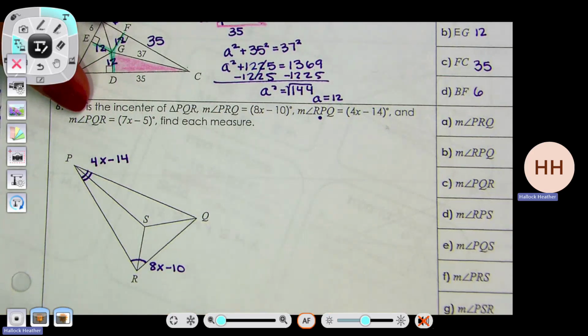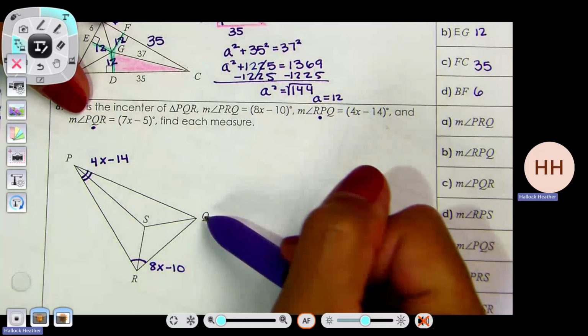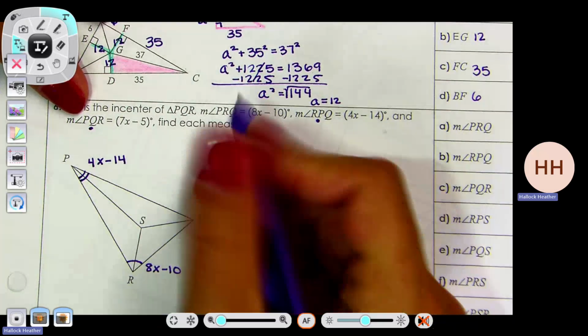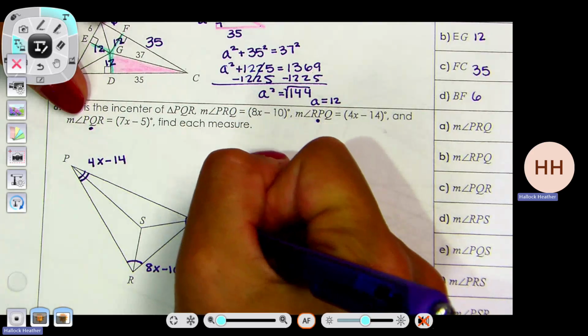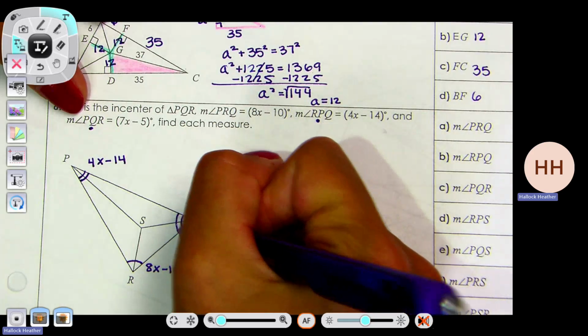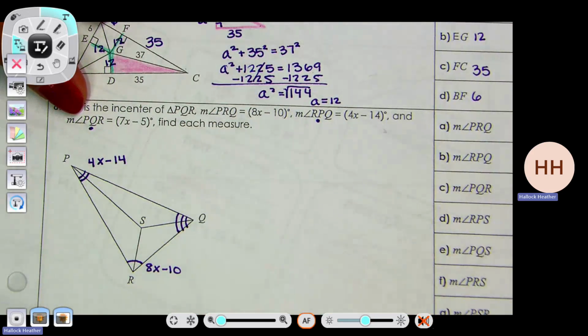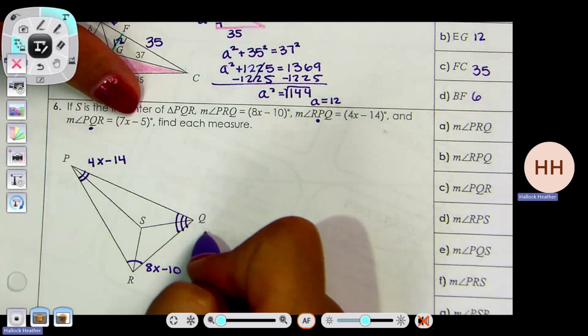Okay. PQR is focusing on Q. PQR is also the whole outside. How many arc marks should I put here? 3, because it's just like the next one in line. They're not all the same. We don't know they're the same. They're not telling us they're the same. So I'm going to put 3 marks. 7x minus 5.